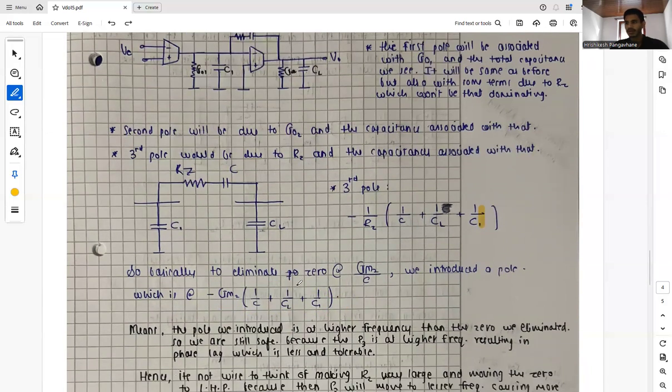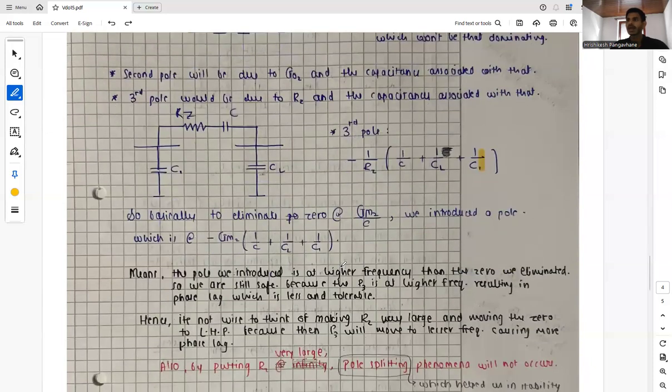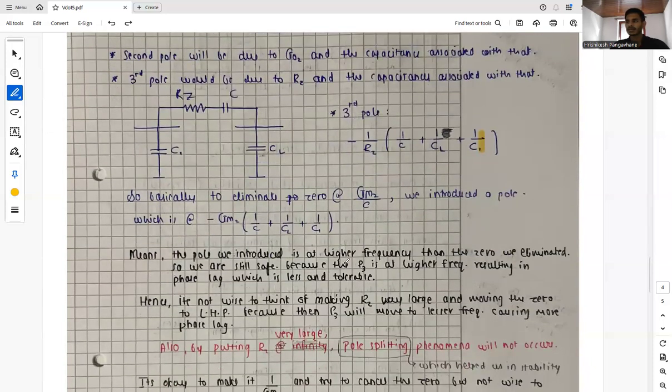This means the pole we introduced is at a higher frequency than the 0 we eliminated. So we are still safe because P3 is at higher frequency, resulting in a phase lag which is less and tolerable. Hence, it is not wise to think of making R2 very large and moving the 0 to the left half plane, because then P3 will move to a lower frequency, causing more phase lag.